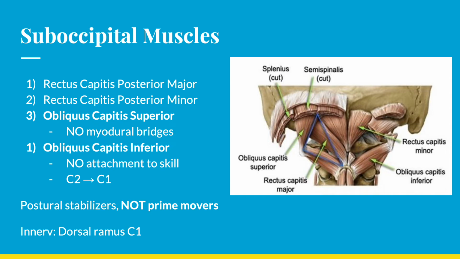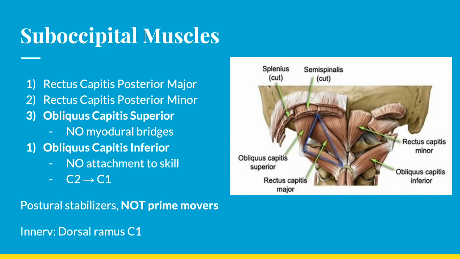And then the other unique feature you might want to remember is that suboccipital triangle. So that's going to be made up by the RCP major, the 2 obliquus muscles, so the superior and inferior. And then remember, the minor is not let into the triangle, or not let into the bar. The RCP minor is not part of that suboccipital triangle.